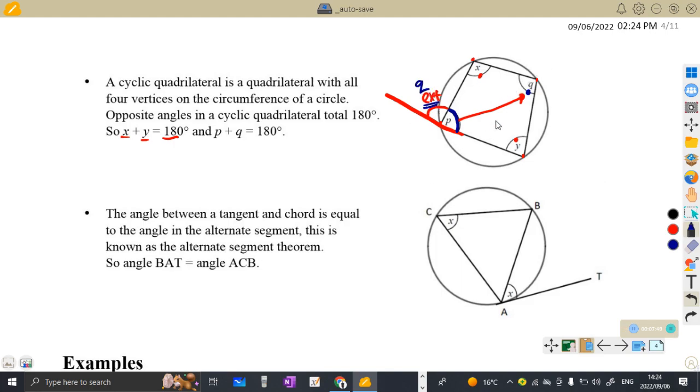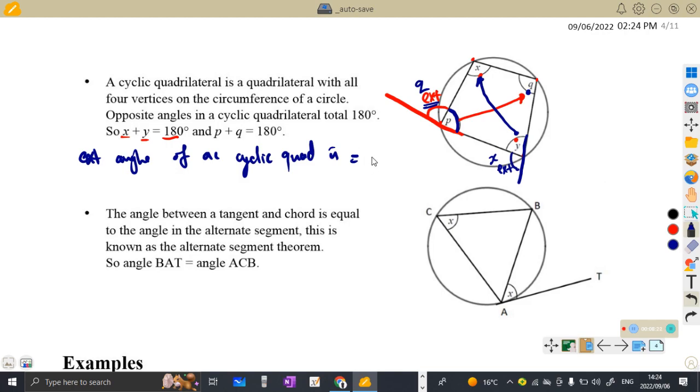So it just depends on where your exterior angle is. If you decide to extend this one, you've got the exterior angle here, which is equal to the opposite interior angle, which is X. So this one is also equal to X. The same thing if you adjust. So here we are saying the exterior angle of a cyclic quadrilateral is equal to the opposite interior angle.